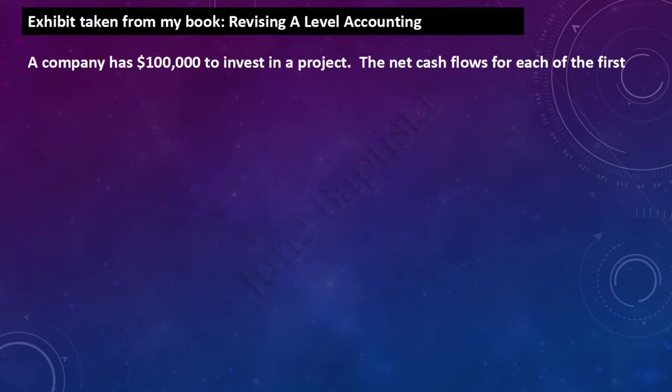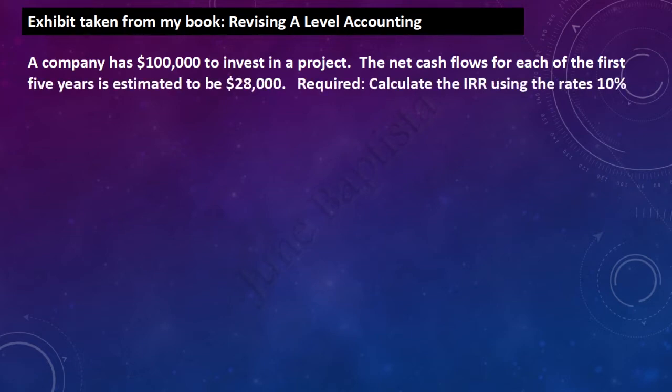This is an exhibit taken from my book, Revising A-Level Accounting, a Study Guide. More information about this and other books will be given at the end of this presentation. A company has $100,000 to invest in a project. The net cash flows for each of the first 5 years is estimated to be $28,000. Required: calculate the IRR using the rates 10% and 14%. You will normally be given the discounting factors in the question.